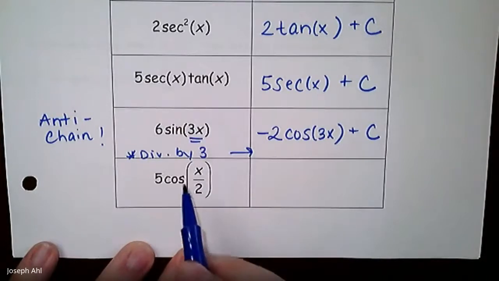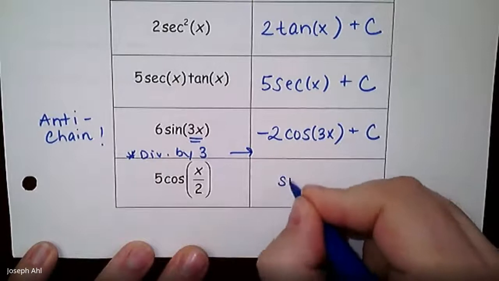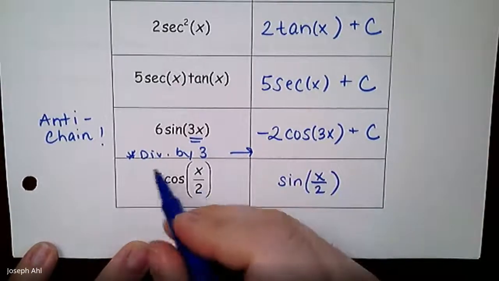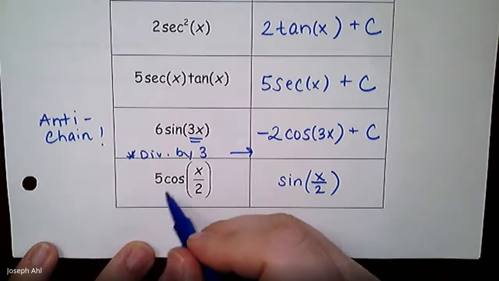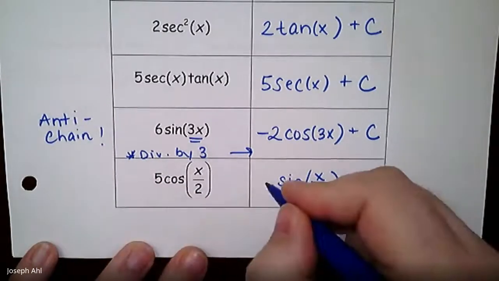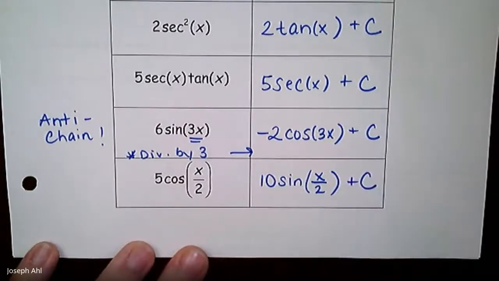All right, so in the last one, same type of deal. Well, we know that the cos is the derivative of sine. But thinking about what that coefficient is out front, don't multiply it by a half. You're really dividing this by a half, if we think of that anti-chain thing again. So 5 divided by a half makes this a 10 in front of sine of x over 2 plus c.